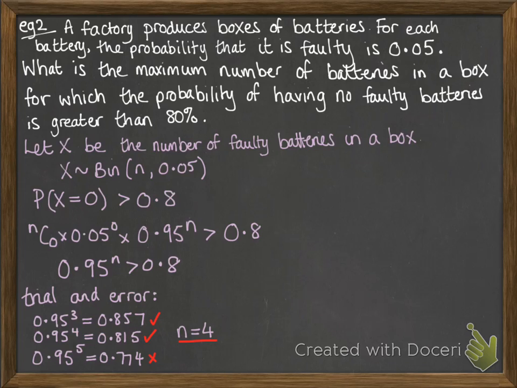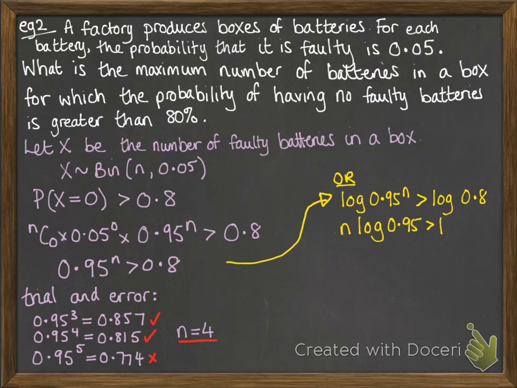Now that is the way that you can be expected to do it, but there is a little faster way of doing it if you want to use logs. This is not necessary at AS level, but if you can learn this way, it makes this a little bit faster. You don't have to do the trial and error part. So once you get that inequality, you can take log of both sides. Then that power of n can be brought down and multiplied by the log 0.95. And then divide through by log 0.95.